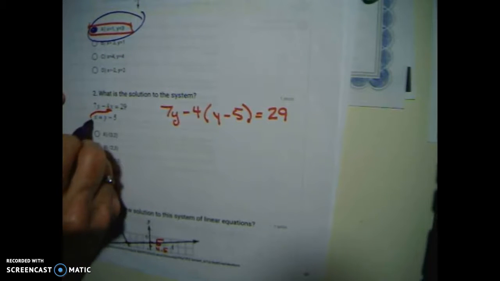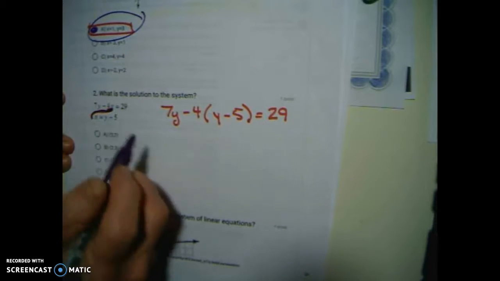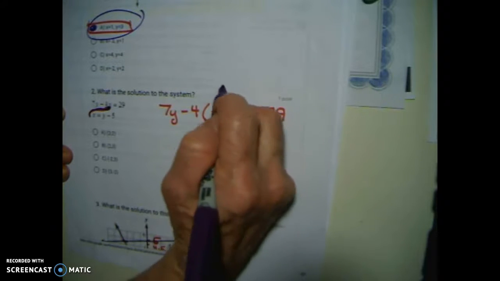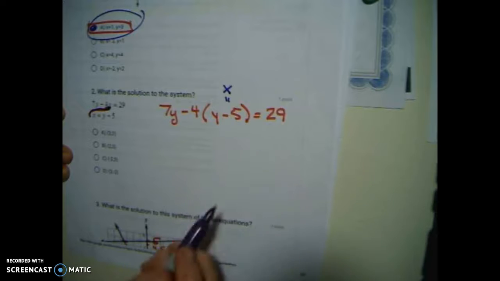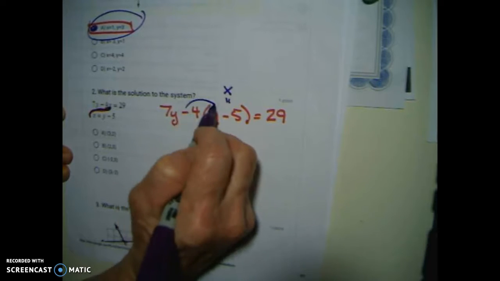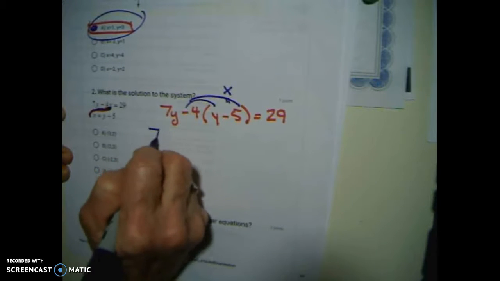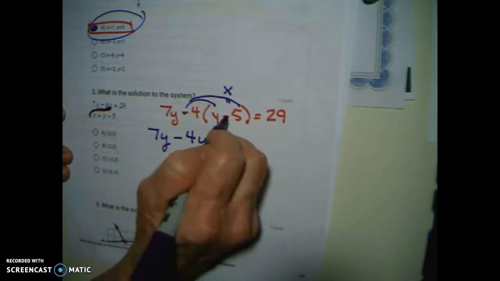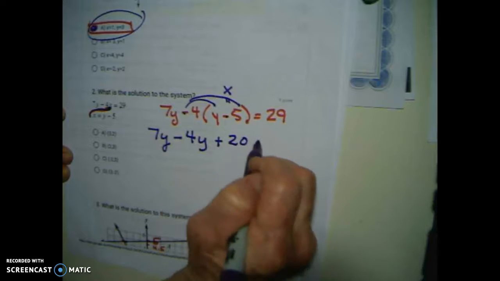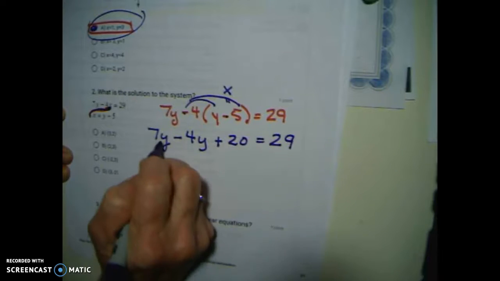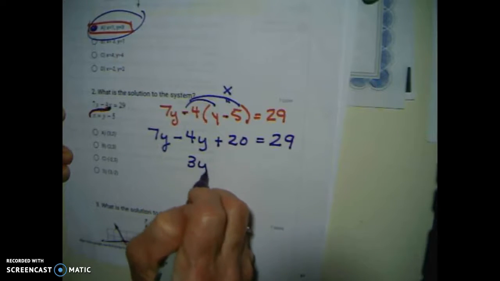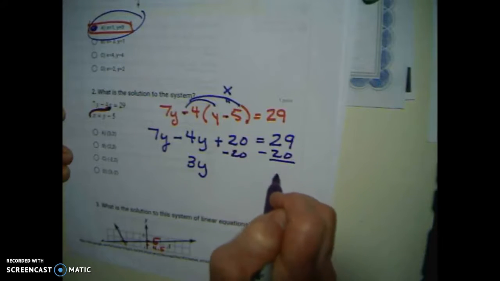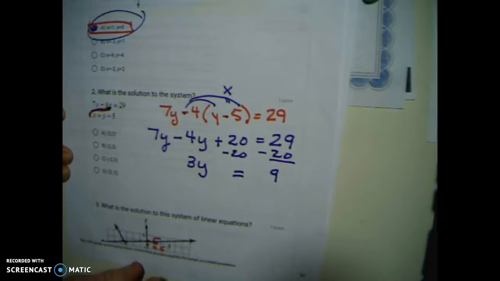And all I had to do was take my x, substitute it in right here, rewrite the equation, 7y minus 4 times the quantity, and remember that's what x is equal to, equals 29. I distribute my negative 4, and I end up with 7y minus 4y. Negative times a negative is a positive 20, equals 29. 7y minus 4y is 3y. I'm going to subtract my 20, move it to the other side. I'm left with 9. 3y equals 9.